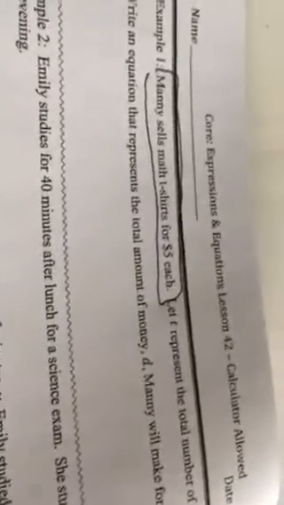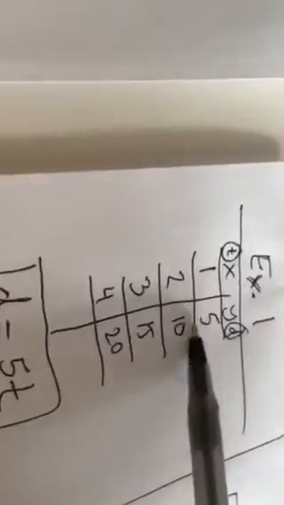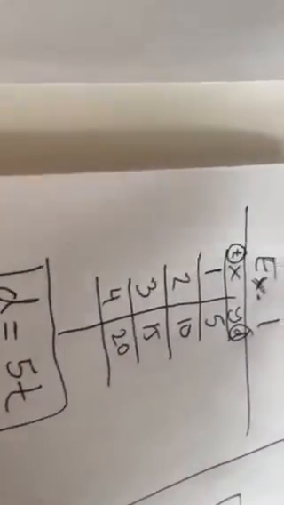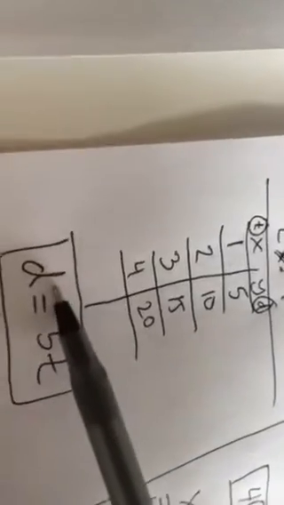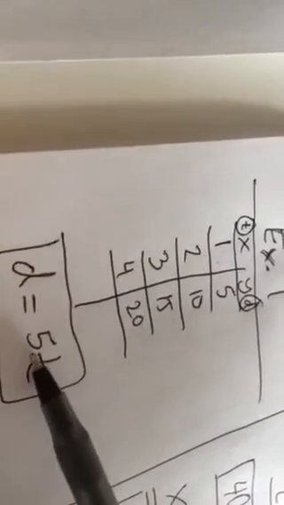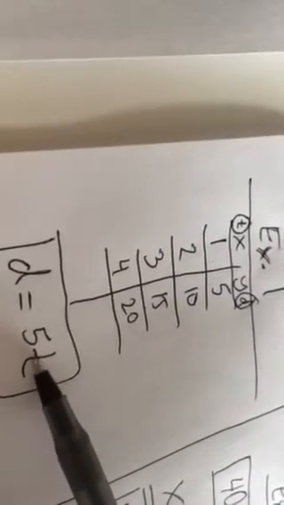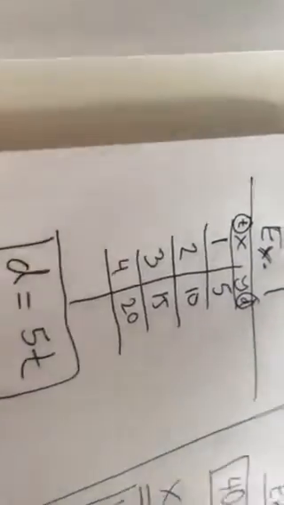Then it says write an equation that represents the total amount of money. So the amount of money that he makes is going to be represented by the letter D. D, not Y anymore. So now I need to come up with an equation that talks about this table here, which is D equals 5T. D is the money he's making. So he's going to make however many t-shirts he sells times 5. So if he sells 4 t-shirts, you put a 4 right here where T is, and that'd be 5 times 4, and that would give him how much money he's making. All right, that's example 1.